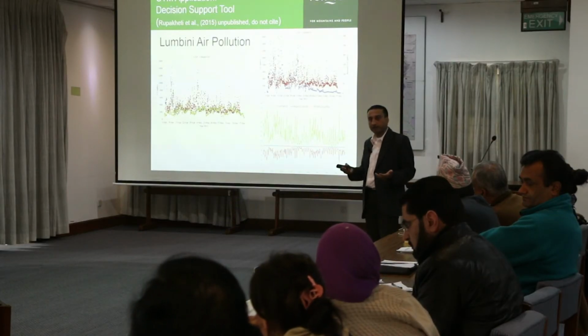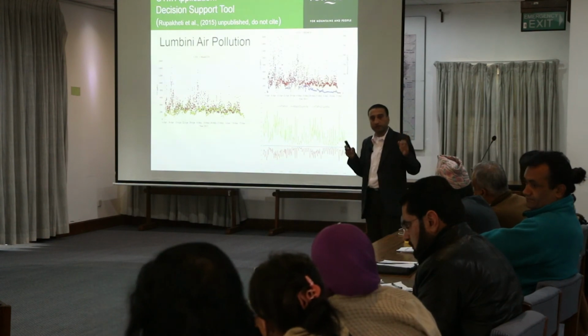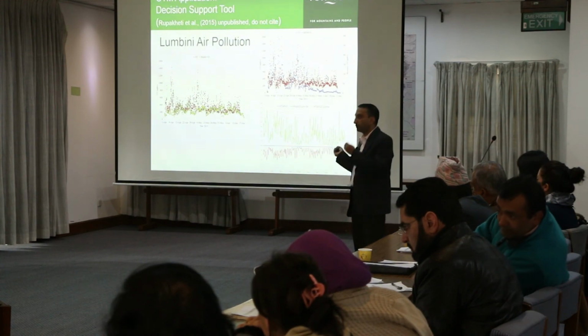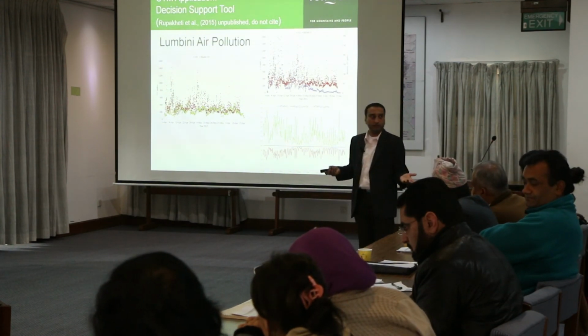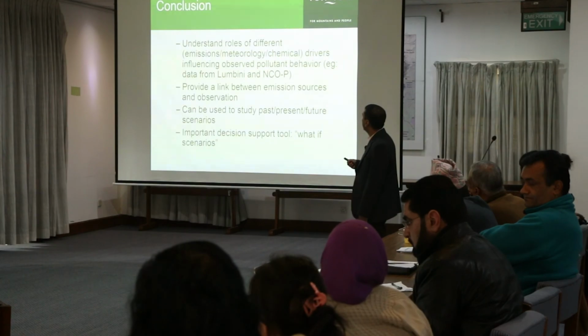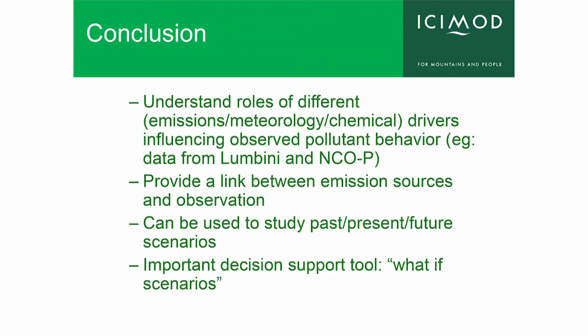So these are things that you can, before you start going after industries in Lumbini or local sources saying, oh, you're polluting too much. Models help you decide where pollution is coming from and how much improvement can we really get before you start chasing people out or industries out and then realize, oh, it didn't really help. Okay? So my conclusion slide, models are important to understand roles of different emissions, meteorology, chemical drivers. Most important, provide link between emission and observation, can be used to study past, present, and future, and they're important decision support tool. Thanks.